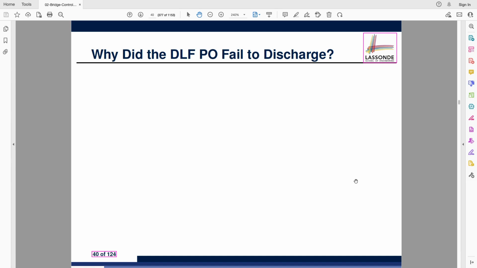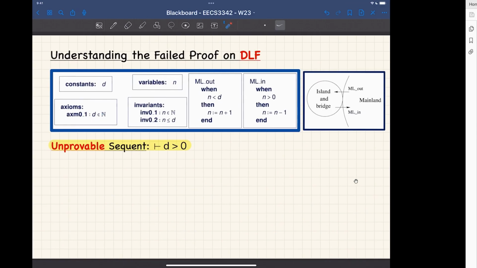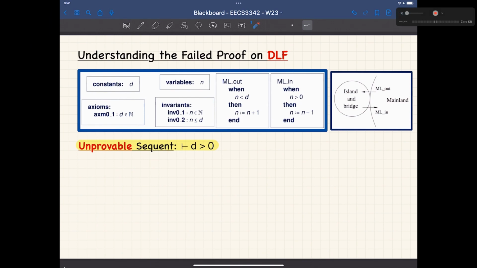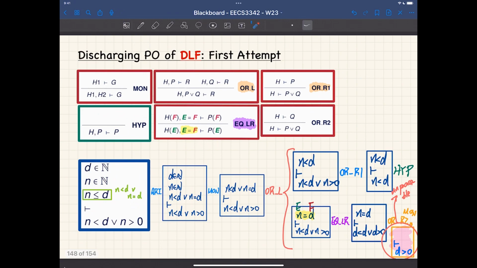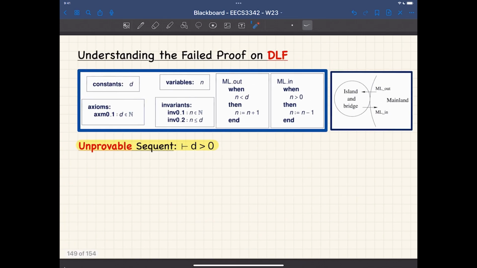Okay, let's take a look. All right, let's now, rather than slides, be logical. Before that, let's recall. Before the break, this sequent over here is unprovable. We simply cannot guarantee that D is always positive, simply because if you look at the model, here, D is a natural number, right? So D cannot be larger than 0, okay?